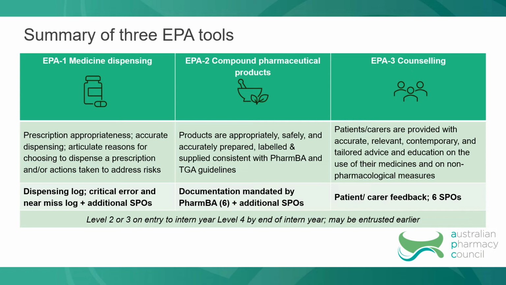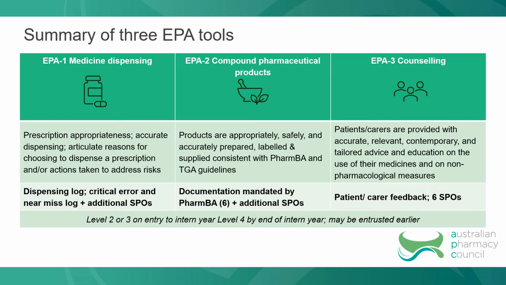EPA 1 is medicine dispensing, and this assesses the intern in their ability to determine the safety and appropriateness of a prescribed medicine, including both the procedural aspects of the task and the clinical reasoning. It's important to note that interns and supervisors must both be clear on the details of the dispensing procedure against which the intern's performance will be compared.